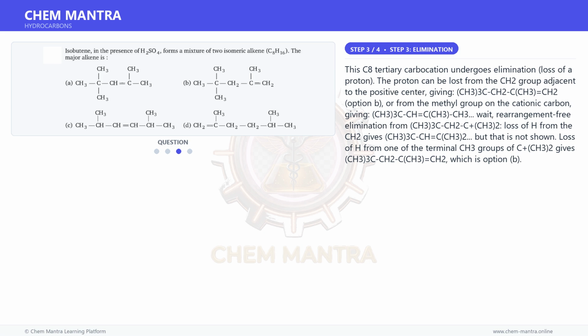Wait, rearrangement-free elimination from (CH3)3C-CH2-C+(CH3)2: loss of H from the CH2 gives (CH3)3C-CH=C(CH3)2. But that is not shown. Loss of H from one of the terminal CH3 groups of C+(CH3)2 gives (CH3)3C-CH2-C(CH3)=CH2, which is option B.